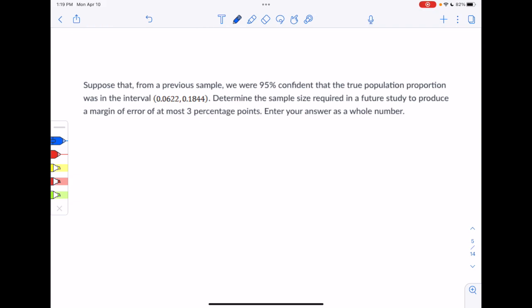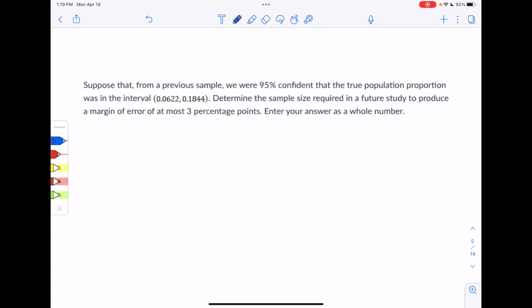Suppose that from a previous sample, we were 95% confident that the true population proportion was in the interval between 0.0622 and 0.1844. Determine the sample size required in a future study to produce a margin of error of at most 3 percentage points, and enter your answer as a whole number.